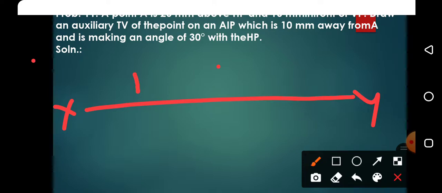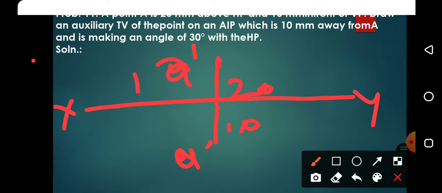See here, the point is 20 mm above the HP, which is point A, front view A dash. And 10 mm in front of the VP means the top view A only. Okay, so here the plane they have mentioned means the auxiliary inclined plane, which is 10 mm away from the A.